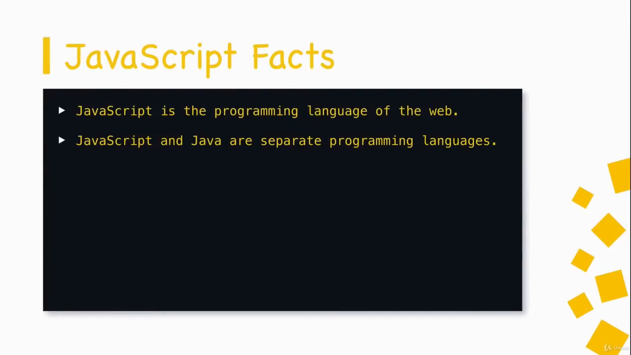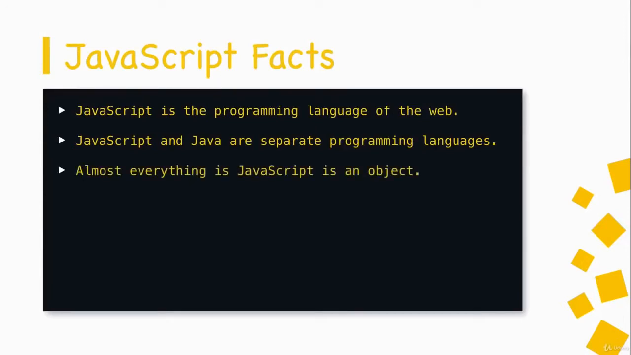Java is a class-based compiled programming language supporting strong static typing, whereas JavaScript is a prototype-based lightweight scripting language with dynamic weak typing. So while there are similarities between the two languages, these two are actually separate programming languages and they are not the same.